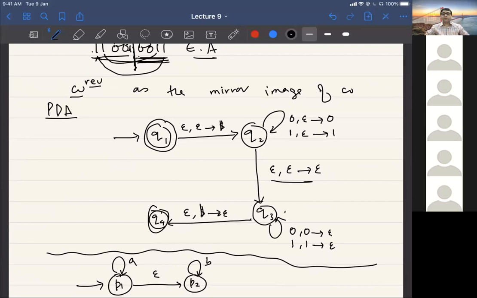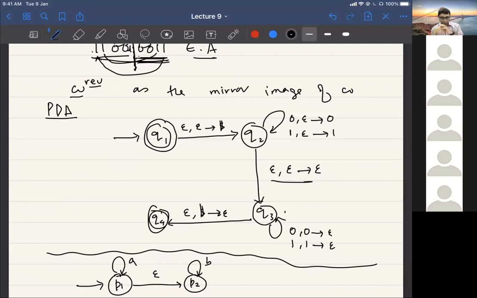Right? So it will have multiple copies. Okay, sir. I get it now. Sir, could you please, one last thing. Could you please take this string 1100 and 0011, the one that you wrote above, and show how this PDA will work for this string?